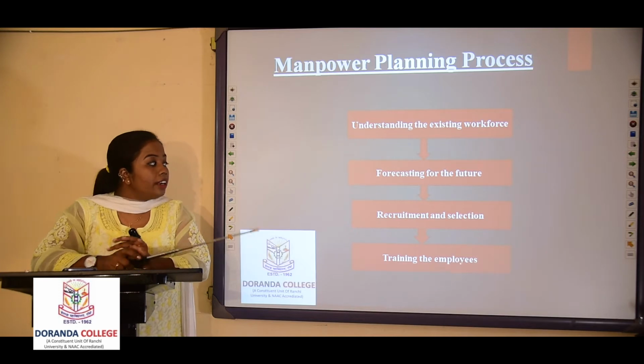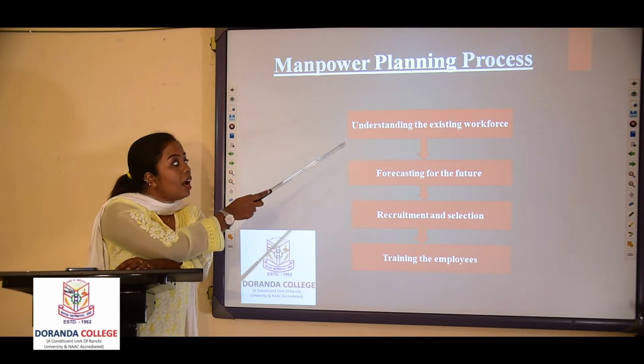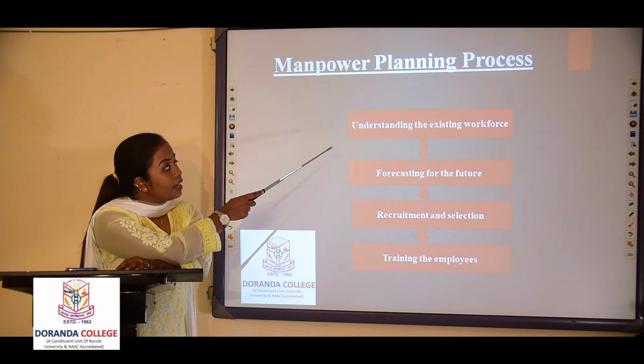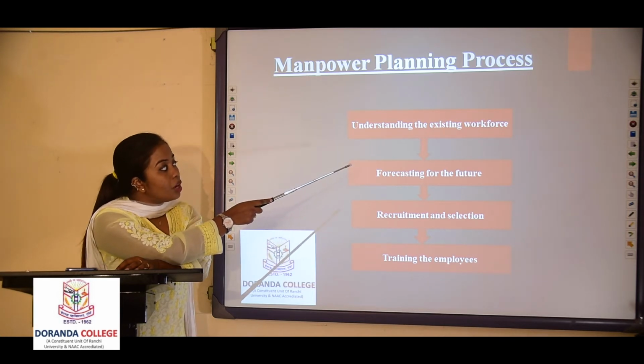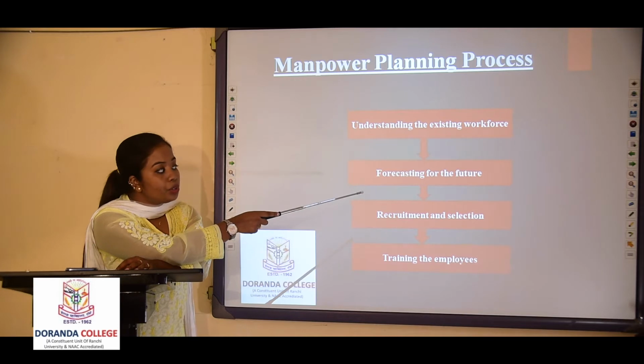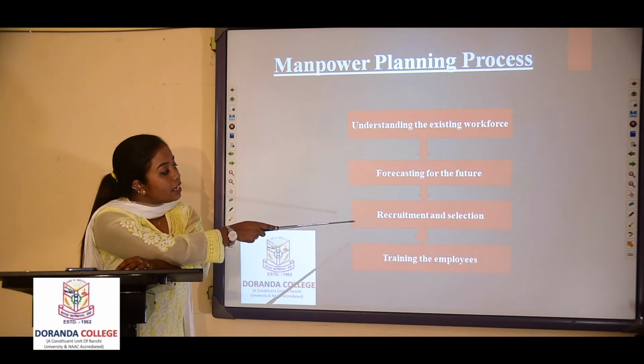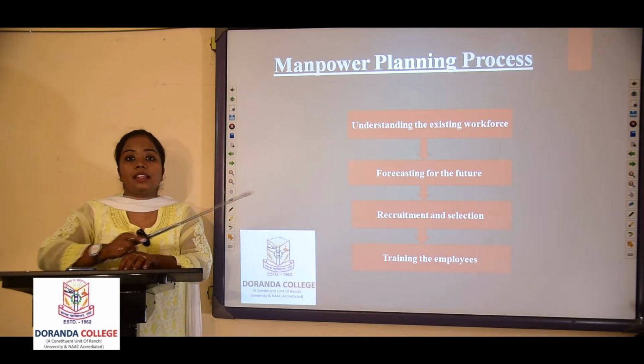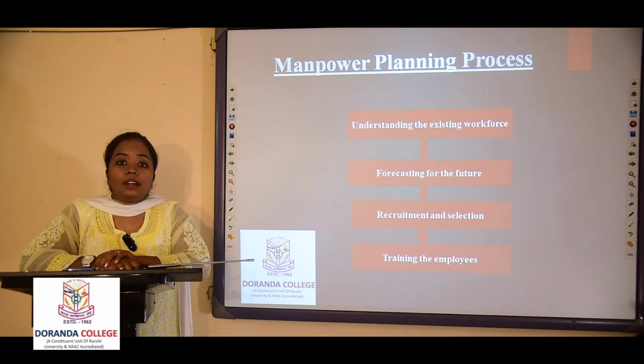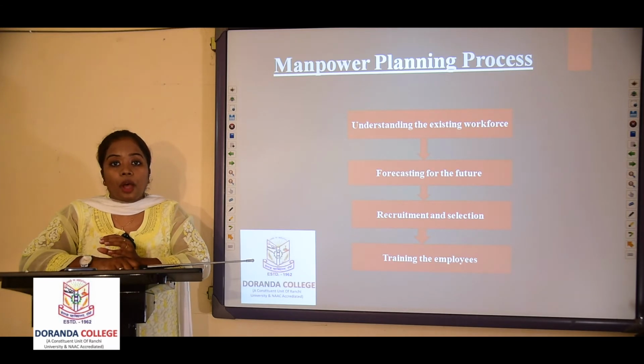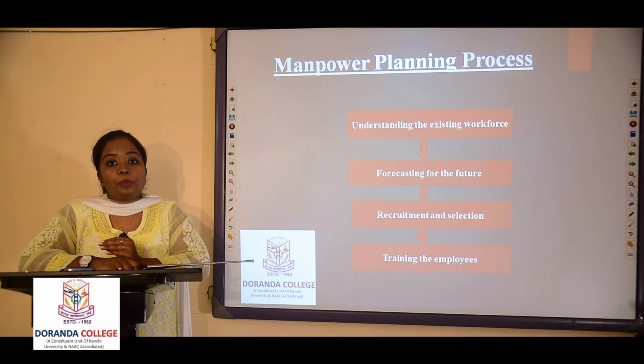So after that, recruitment and selection. When you have already come across understanding the existing workforce and forecasting for the future, it now becomes very easy to focus on recruitment and selection. Now you can clearly identify which type of manpower is required for your industry and what their qualification and skill can be, how many people you require, and at which place they can be given a proper position.